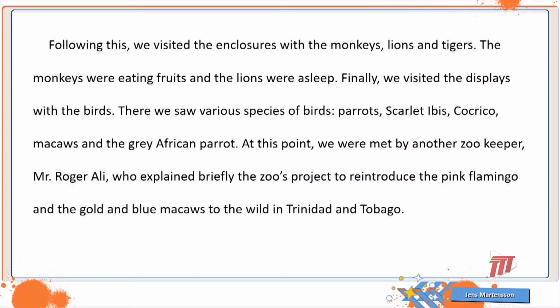Following this, we visited the enclosures with the monkeys, lions, and tigers. The monkeys were eating fruits and the lions were asleep. Finally, we visited the displays with the birds. There, we saw various species of birds: parrots, scarlet ibis, cocorico, macaws, and the grey African parrot. At this point, we were met by another zookeeper, Mr. Roger Ali, who explained briefly the zoo's project to reintroduce the pink flamingo and the gold and blue macaws to the wild in Trinidad. Remember to use your punctuation marks carefully. In another lesson, we would have learned about the use of the colon and commas.